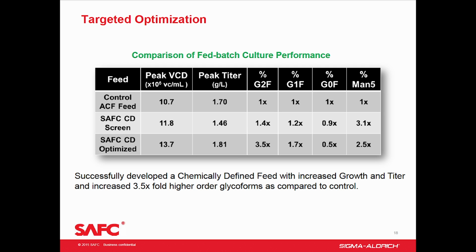But what was most important was we took it from 1x G2F to almost 3.5x G2F, and we were able to meet the innovator. This is a biosimilar, so we were able to meet the innovator glycan profile with this particular subject. So we were successful in a chemically defined formulation, no hydrolysates, which takes out that variable, with increased growth and titer. We increased the higher order glycan forms 3.5x compared to control. So, very successful project.